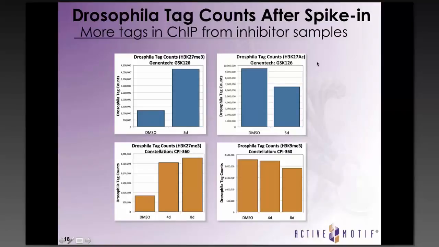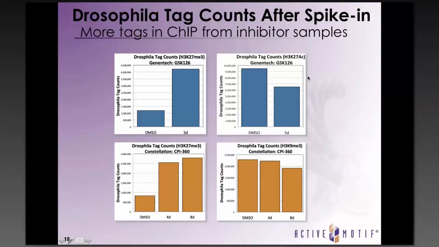For Genentech, one of the controls was H3K27me3 acetylation. I mentioned earlier that we actually would expect to see an increase in signal from those samples. If we map to Drosophila, we're actually getting fewer tags mapping in the inhibitor-treated sample. So we're going to normalize these up so that they're even, and we'll normalize up the human tag count as well. That's exactly what we would expect for this particular antibody.